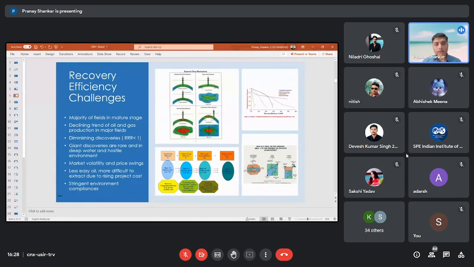And on top of that, various governments, agencies and regulatory bodies have imposed lots of stringent environmental compliances, which again needs lots of capital investment for any company to abide by in order to do any kind of development projects. So these are some of the factors which are leading to recovery efficiency challenges. Obviously, we are not going to solve these challenges today, but I just wanted all of you to understand the challenges that the industry is going through.